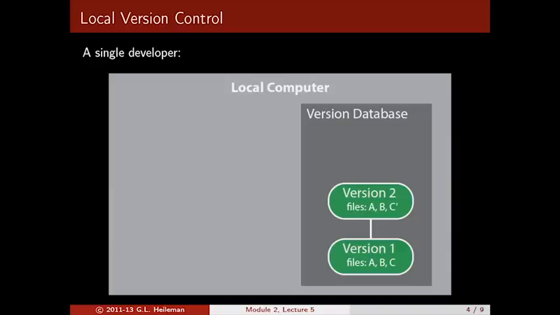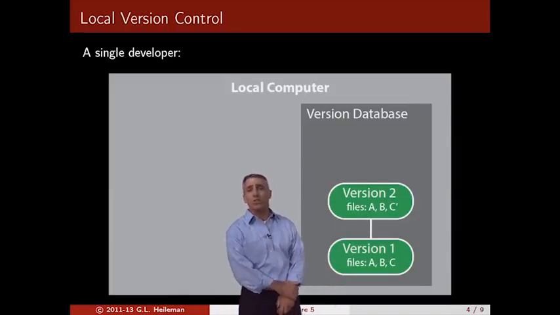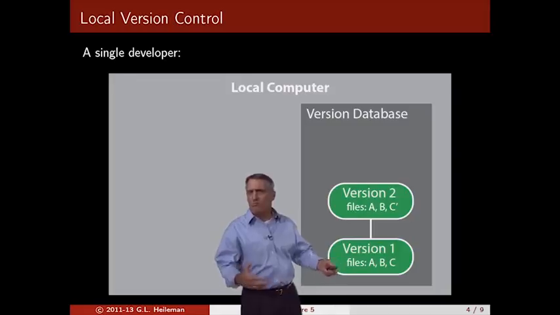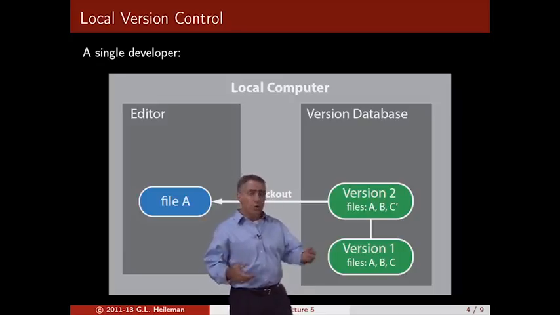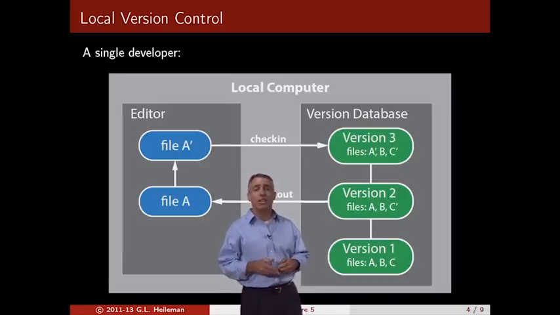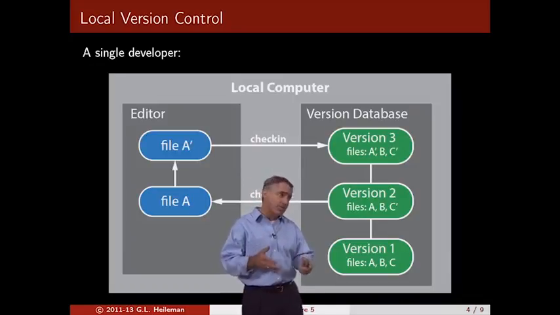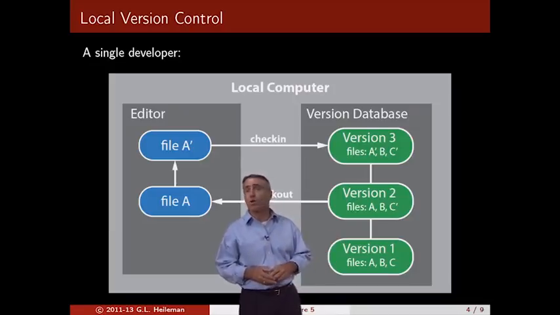Let's look at the case of a single developer. With a single developer, you've got a version control database here, and on that version control database I show a couple of versions of this software on your local computer. This could be your file system, or it could be a version control system database as well. Now what happens if you want to check out file A, let's say, from version 2 and edit it and change it, you make those changes and you stick it back into the file system. And it's very easy for you to go and pull some other version out of that version database.